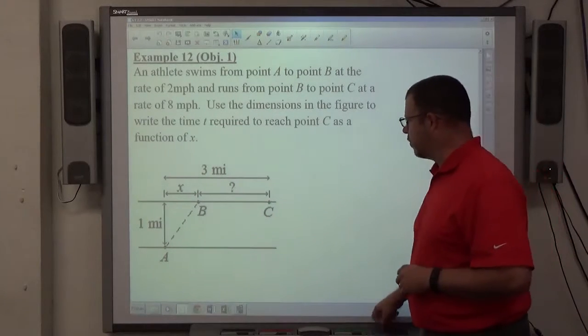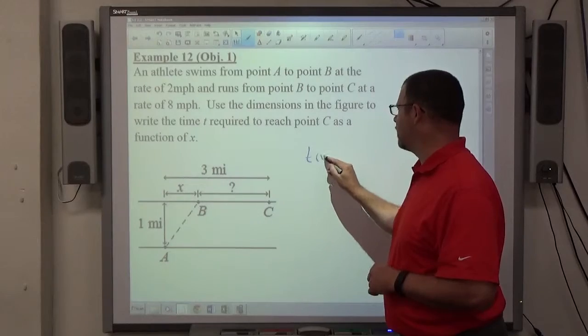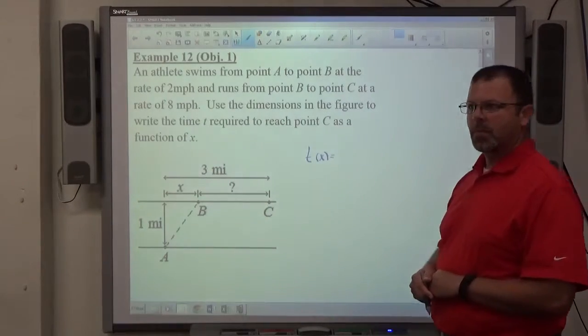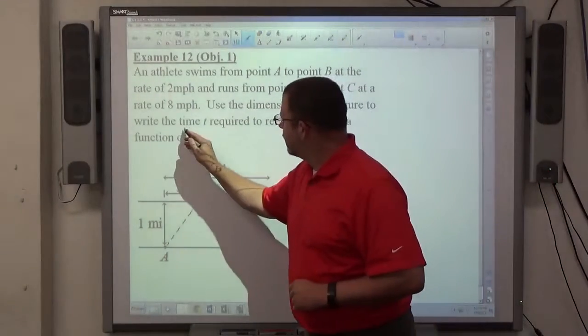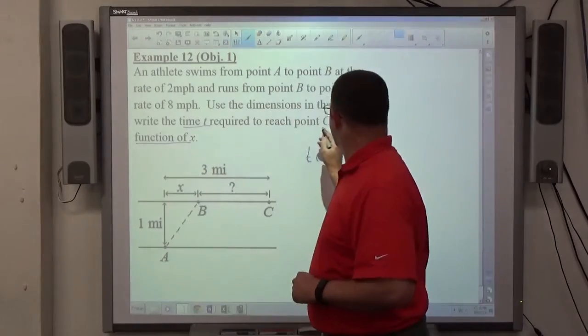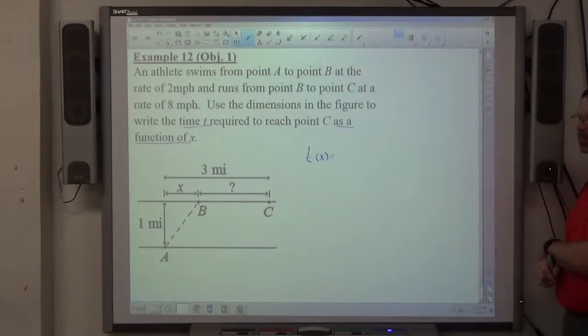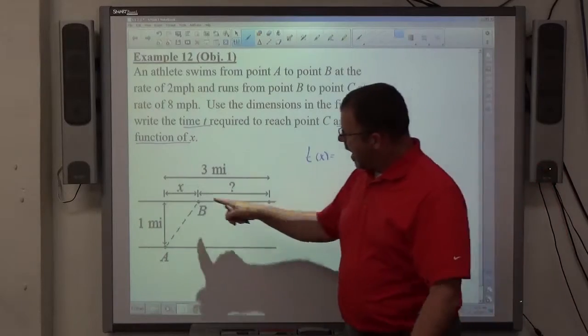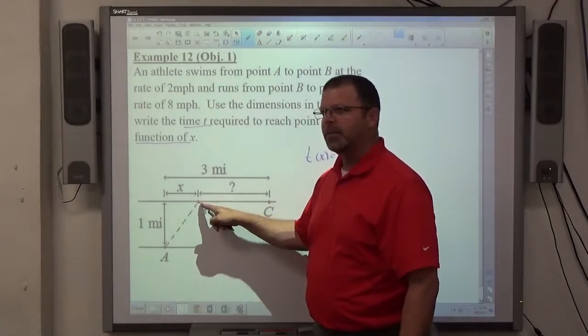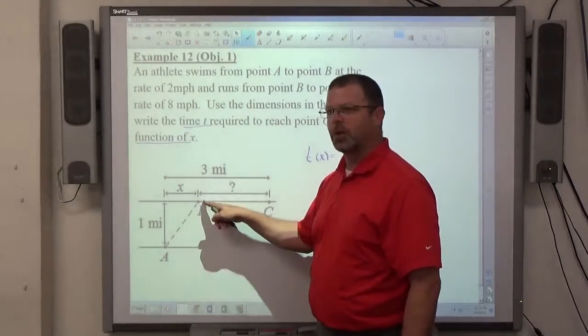So they're looking for an equation that looks like this: T of x equals. So time as a function of x means t of x equals something about x over here. X is a unit of distance in this problem. Specifically, x is how far along the bank towards C that the swimmer is going to swim before he starts running.